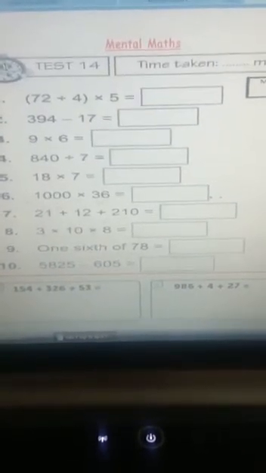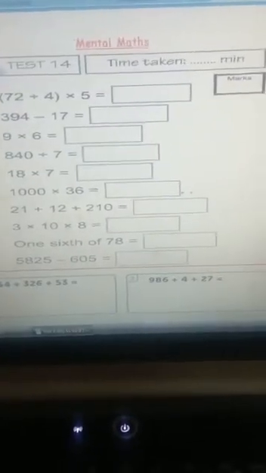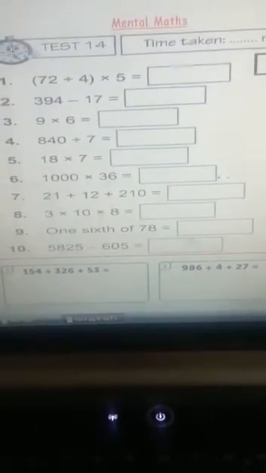Again, we're starting off with mental maths with a bit of test 14, time yourself. See how quickly you can answer these 10 questions and check your answers at the end of the pack.